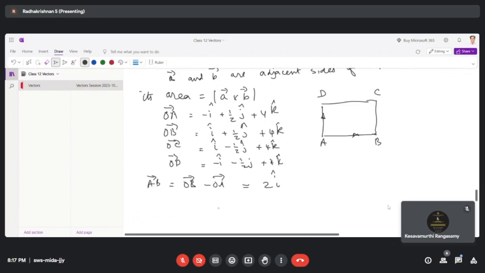AB is 2i. Right? Because i minus minus i, then half j cancels out. Half 4k also cancels out. So AB we have got. Next AD.